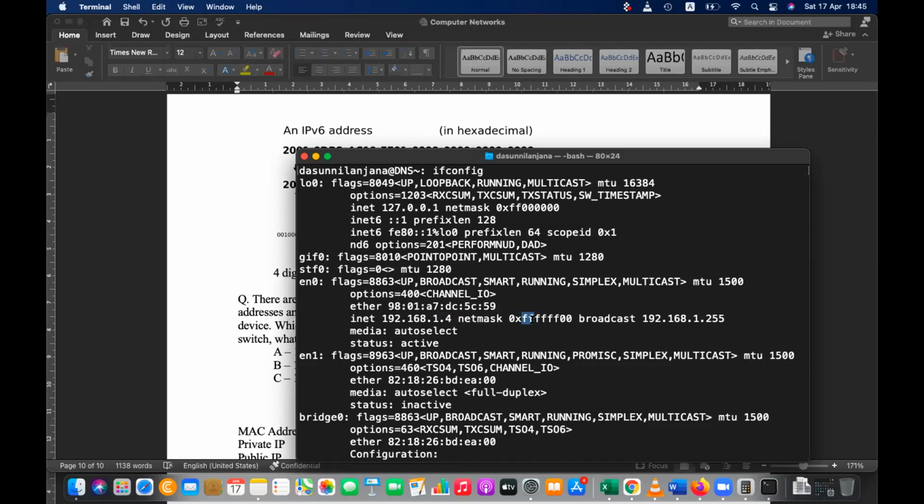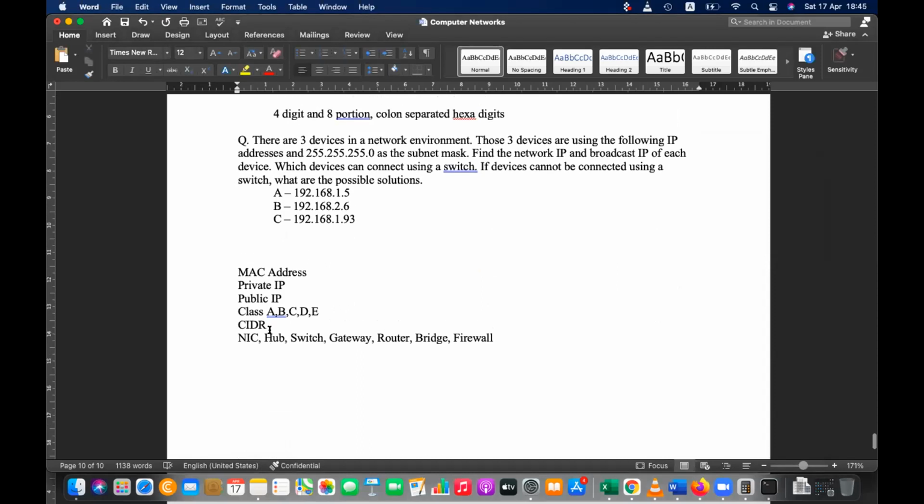8 ones, it is the binary value. 8 ones means, in decimal? 255, right? 8 ones in binary, 8 ones in binary, 8 ones in binary means 255, 255, 255, 0. This is my subnet mask. Here I can also see the subnet. The mask is basically given for the AND purpose.